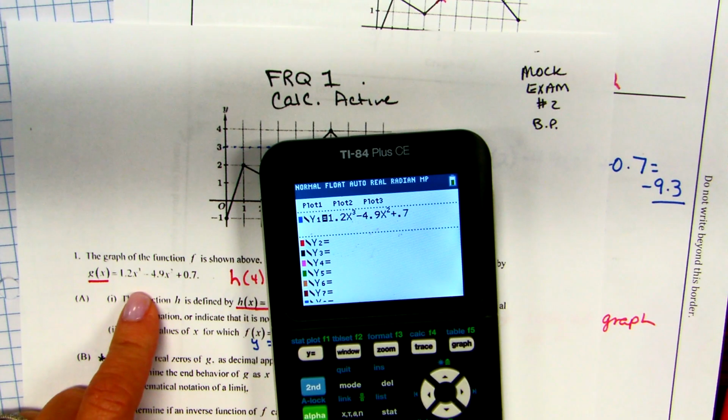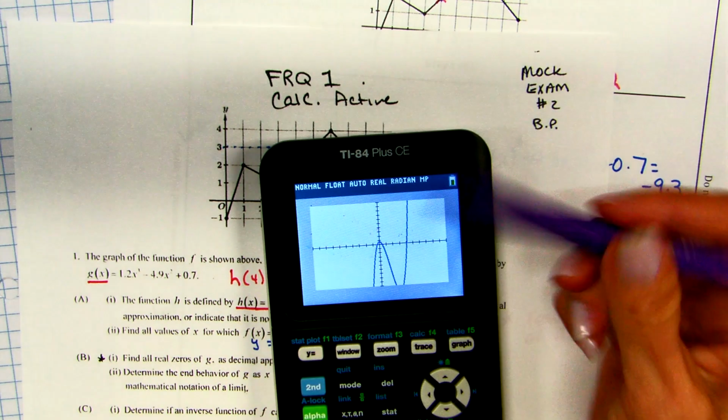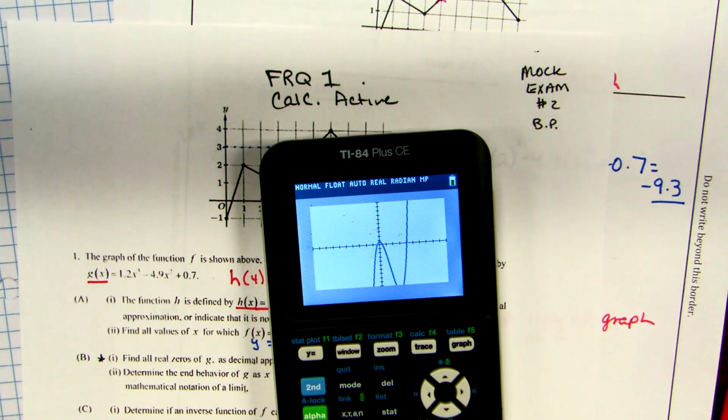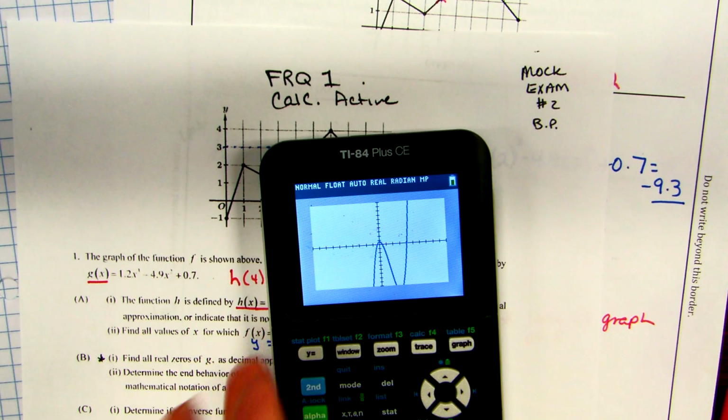And I'm going to go ahead and graph it and see what it looks like. Okay, it's a cubic. It makes sense. Opposite end behavior. It's got 3 x-intercepts. Now, my calculator is a little bit clearer than those. These are the ones you'll be working with on the exam day. These are the ones I'll have ready for you on that day.